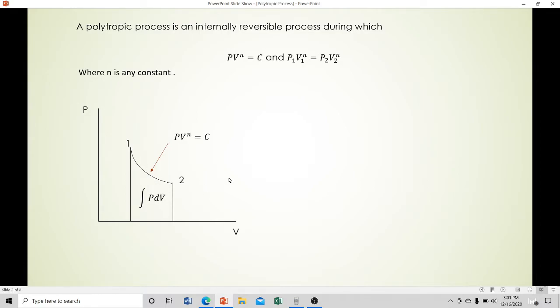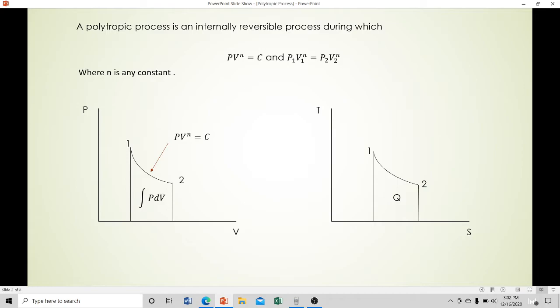Okay. So for the TS diagram, we have this illustration. Assume that your curve is according to PV^n = C. So this is the curve. And the area under the curve for this is equivalent to the heat of your process, or the heat transfer. So the polytropic process equation can describe multiple expansions and compressions which include heat transfer.